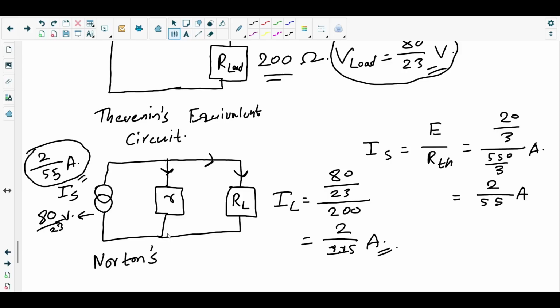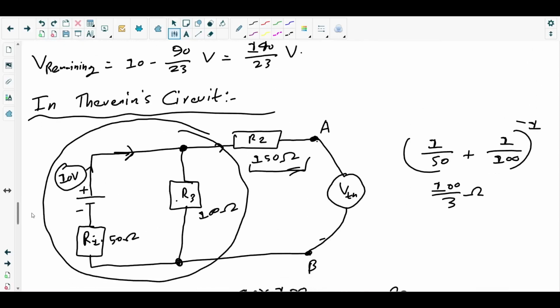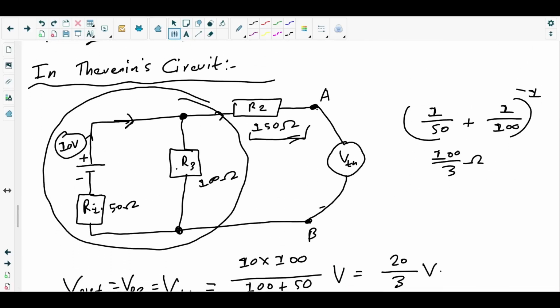In both circuits, our main focus is on the load resistor. How much current will be flowing through the load resistor? How much voltage will be across it? It will always be the same, whatever circuit you consider, Thevenin circuit or Norton circuit. The load resistor will have the same voltage and the same current. So that's the end of the example.